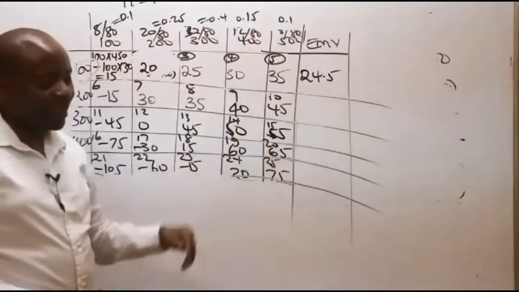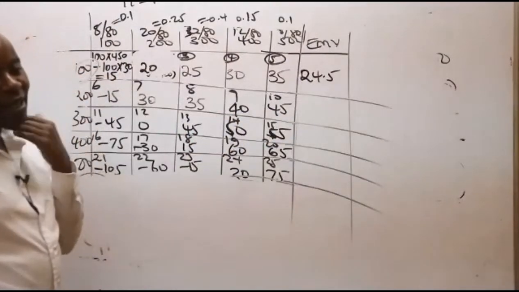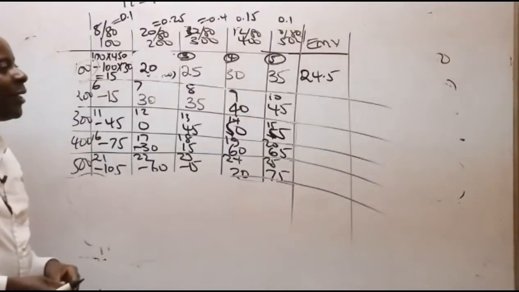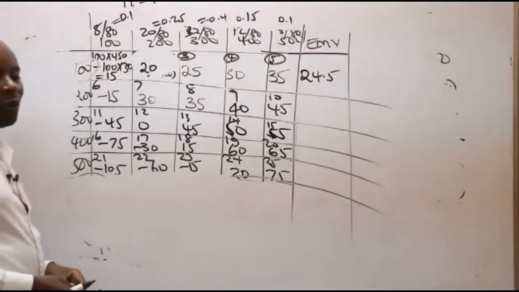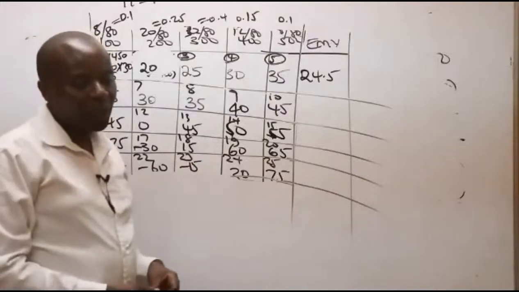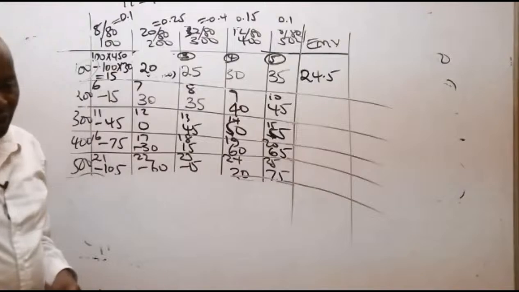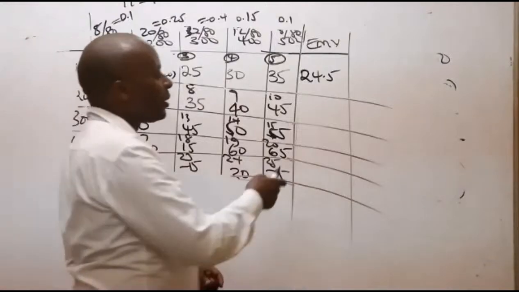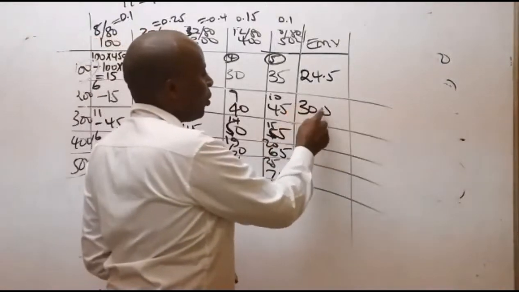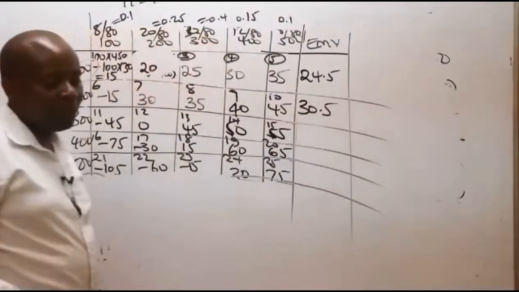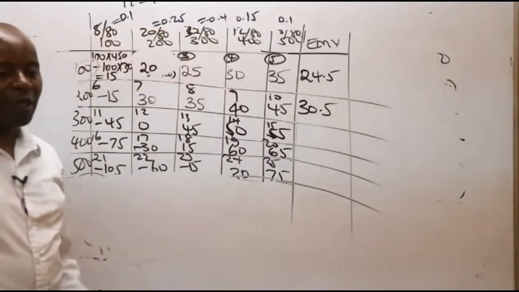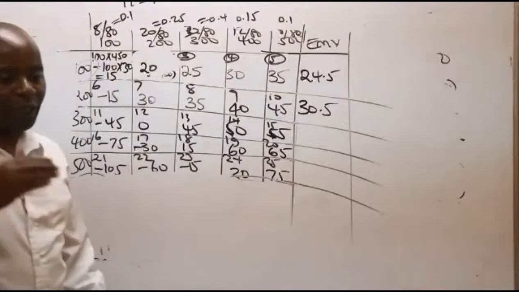How about the second one? How about the second expected profit, expected monetary value? What do we have here? Somebody, second one. So in this case, Lokai Elim tells me 30.5. Please move on with that spirit.